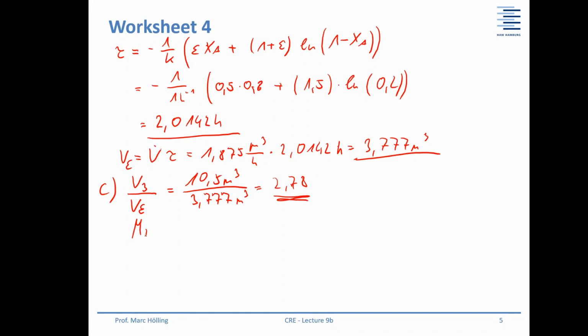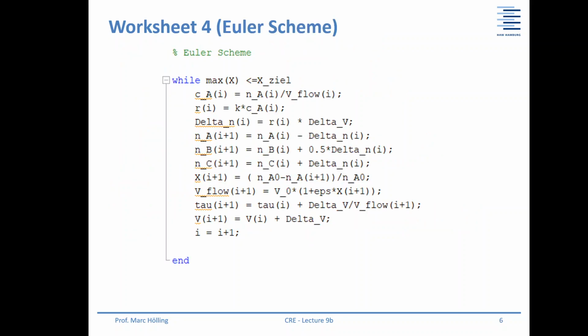But let's take an email. I put the wrong solution there, so there I put V epsilon divided by V3, and this should be something like 0.36. So sorry about that.